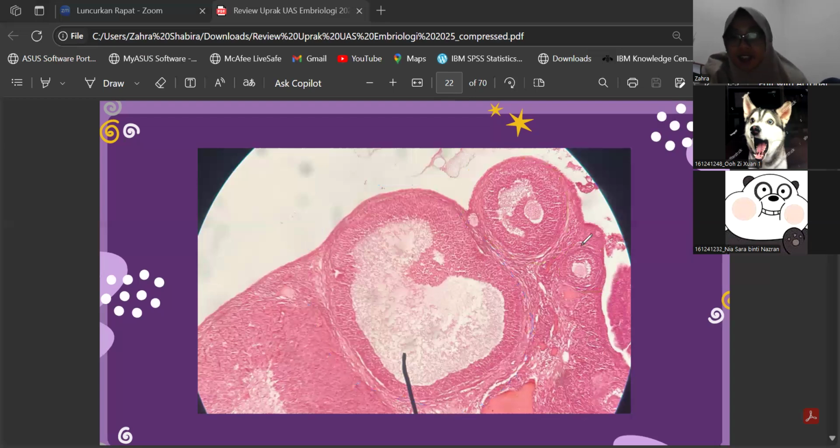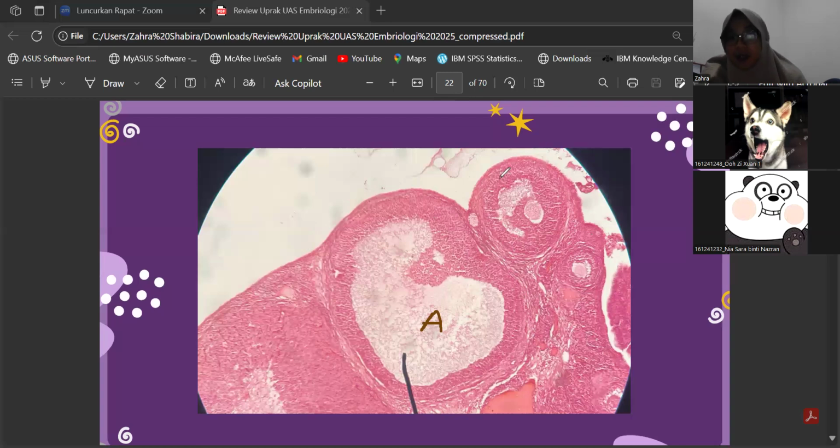Like that, yeah. So if the question asks what is this follicle and you identify there is no oocyte, and also how big the size of the follicle is. Like this one is different. This size is much bigger than this follicle size. And this one is the cavity named antrum. So this follicle is the graafian follicle.